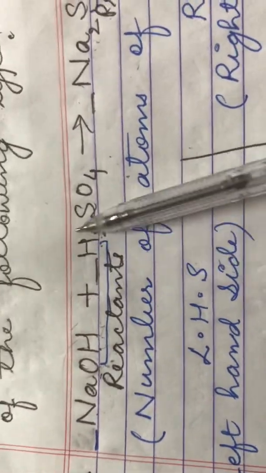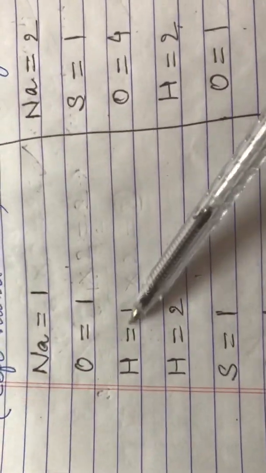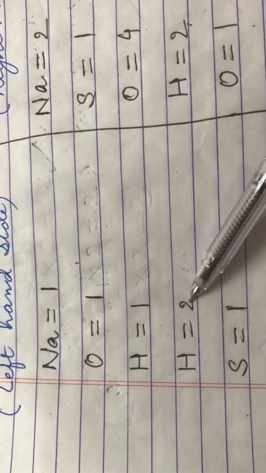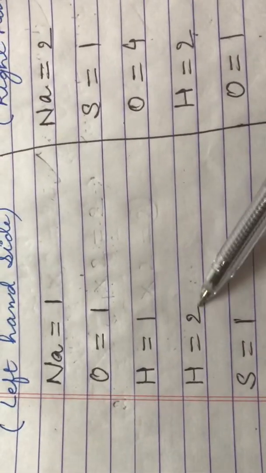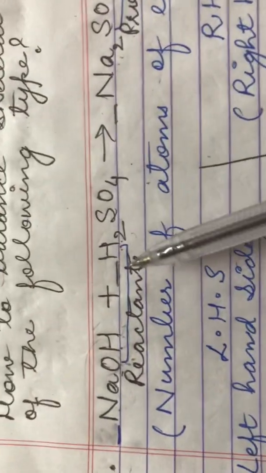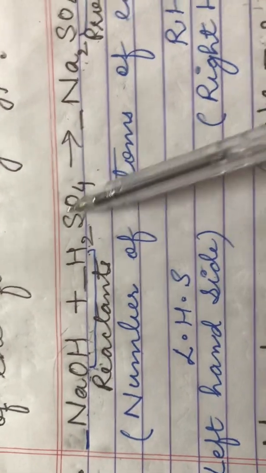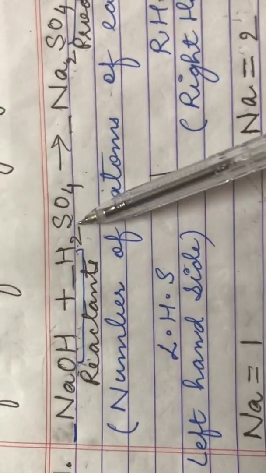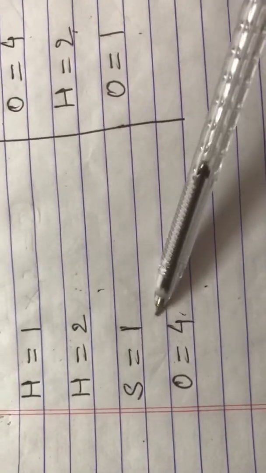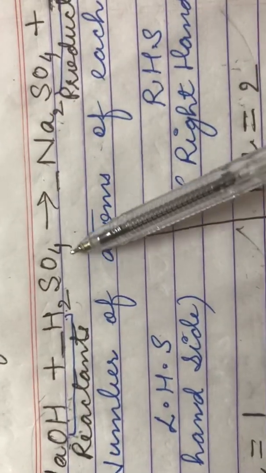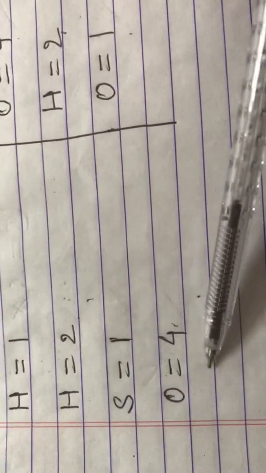Now hydrogen is repeated again in the second molecule. So we will write hydrogen again, not along with this, but we write it separately. Hydrogen atoms now in sulfuric acid are 2. We write H is equal to 2. Then we have the number of sulfur atoms, which is 1 in this molecule. So S is equal to 1. And the number of oxygen atoms is 4. So we write O is equal to 4. So these are the different atoms present on the left hand side.